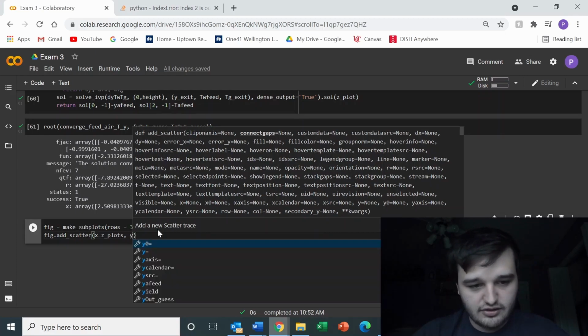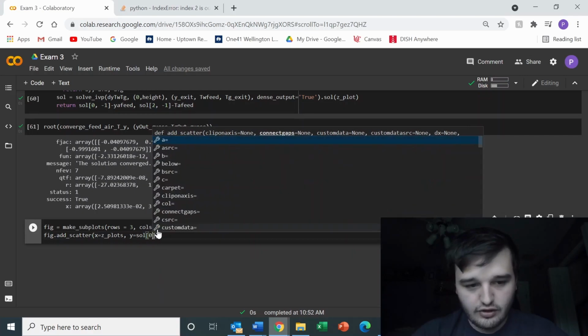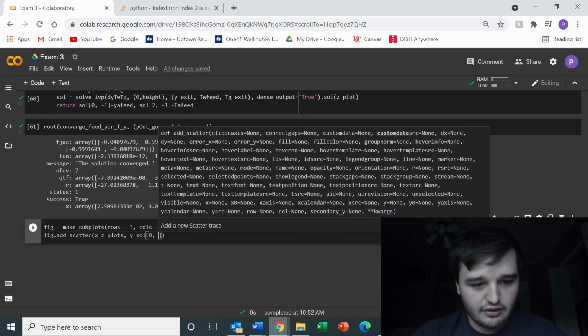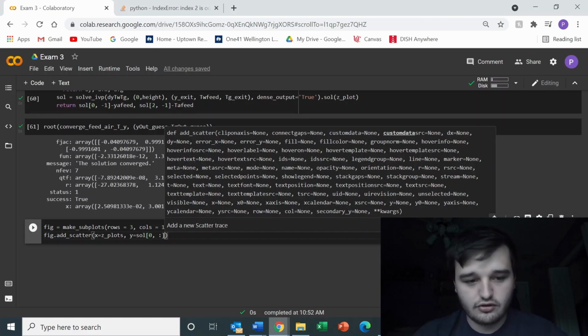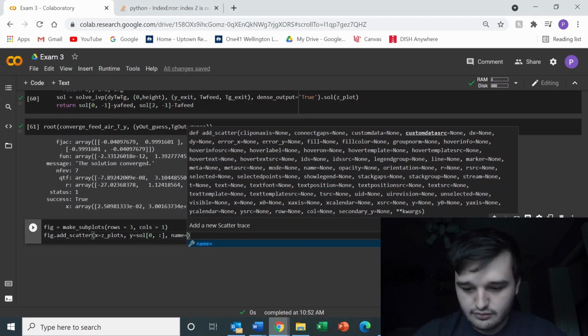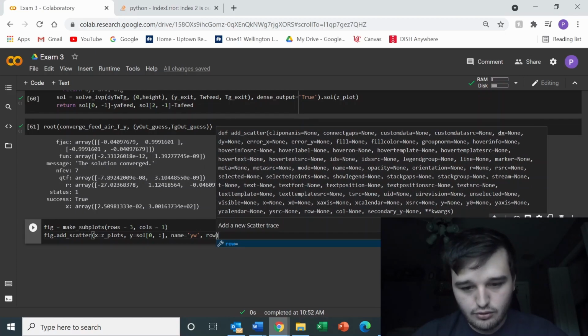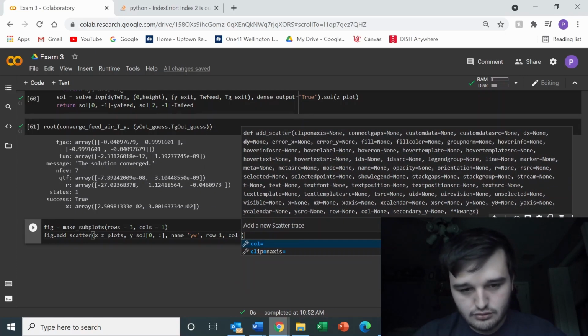And then the y-axis is going to be equal to the solution, the first element, because we're doing the mole fraction of water first, and we want it to graph every single value in that array. So comma colon is the function that does that. And then we want to name it. Like I said, this is the mole fraction of water, so let's call it YW. And then we're going to set this to the first row, first column.